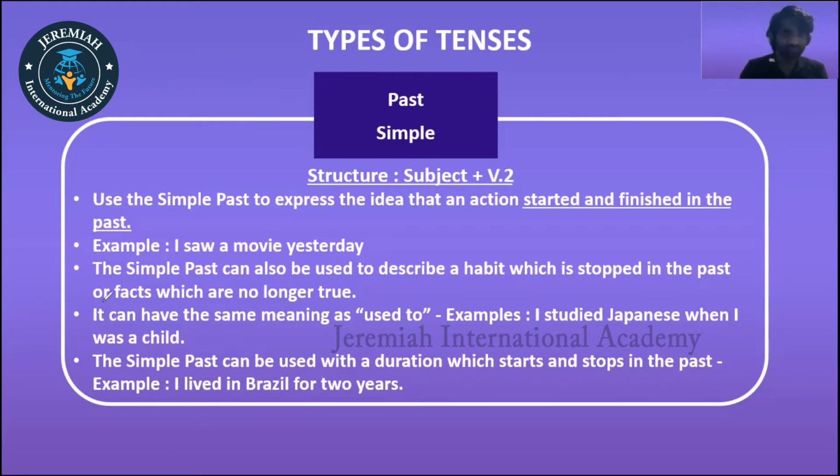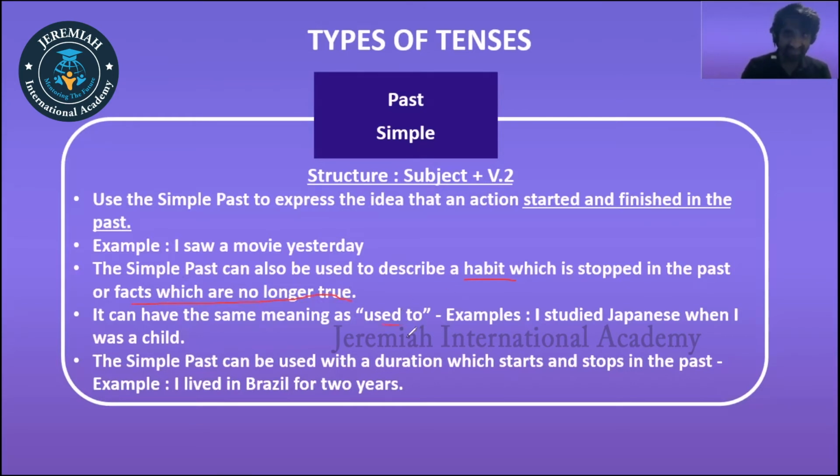Okay, so the simple past can also be used to describe a habit. Okay, it's a habit. നമ്മൾ എന്തോ ഒരു ശീലം നമ്മൾ നിർത്തി. I stopped smoking cigarettes. Okay, നമ്മൾ ചെയ്തുകൊണ്ടിരുന്ന ഒരു സാധനം in the past, or the facts which are no longer true. So it can have the same meaning as used to. I used to. So ഈ ED എല്ലാവരും ഒന്ന് മനസ്സിലാക്കണം.